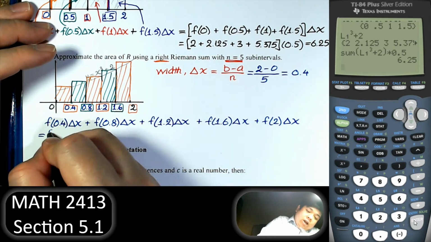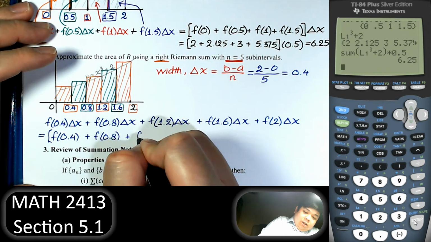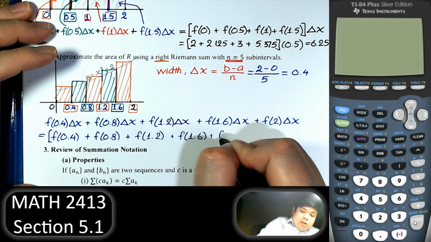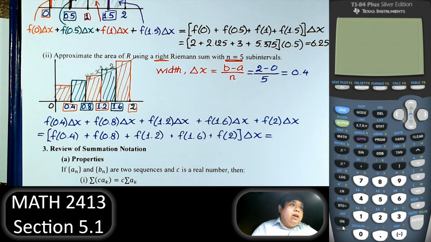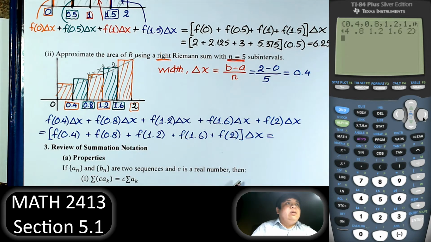Factor out delta x, we have f of 0.4, f of 0.8, 1.2, 1.6, and 2 times delta x. All right, I'll just use a calculator here. First, I will enter the points. Open the curly bracket, 0.4, comma, 0.8, 1.2, 1.6, 2. Close the curly bracket, store into a list. So that is the list of numbers.